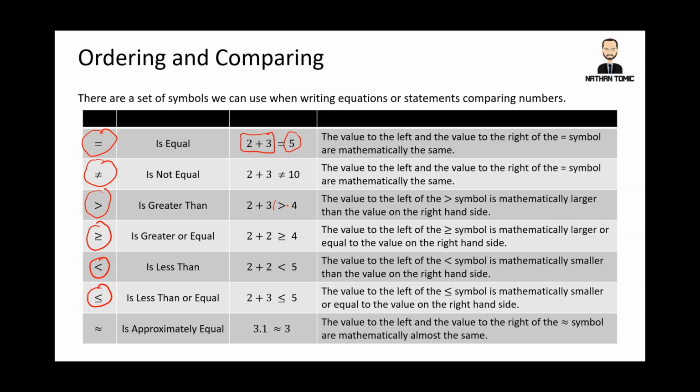And the last symbol we'll look at is this squiggly equals, which basically means it's approximately equal or approximately the same. So we could, in this case, say 3.1, so it's got 1/10, is approximately equal to 3. It's not exactly the same, but it is approximately equal to the value 3.